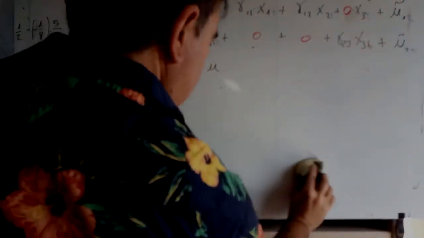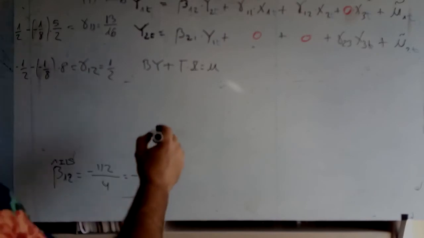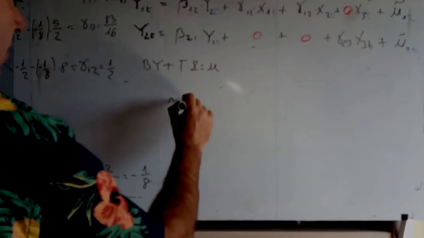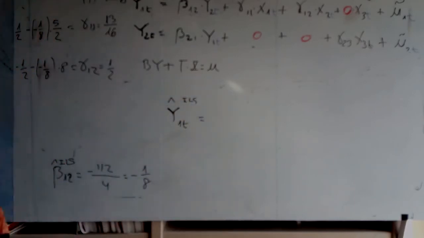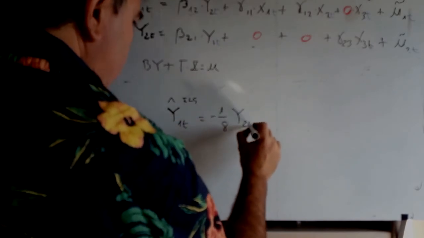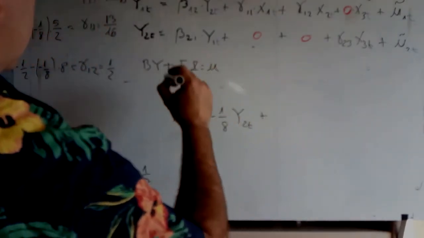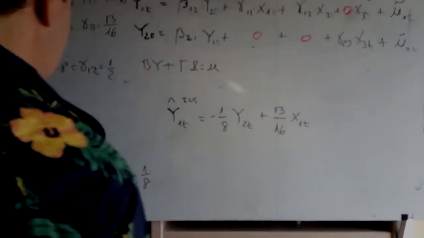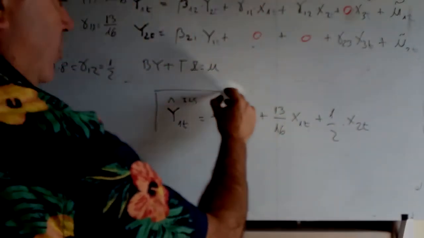So what we can say now is that the estimation of the first equation, y1 t by indirect least squares, has to be equal to minus 1/8 y2 t plus 13/16 x1 t plus 1/2 times x2 t. And this is our equation estimated in the right way.